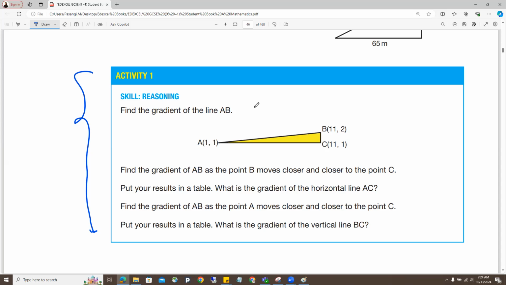So here they are saying find the gradient of the line AB. How are we going to find the gradient of the line AB?